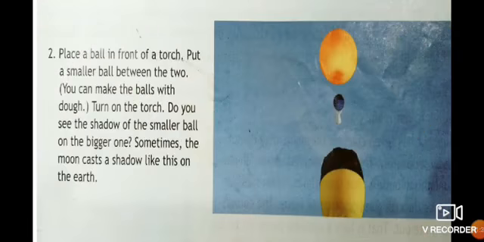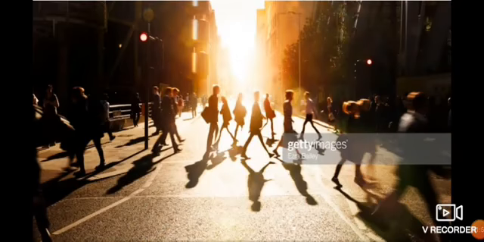Next activity: place a ball in front of a torch. Put a smaller ball between the two. Turn on the torch. Do you see the shadow of the smaller ball on the bigger one? Yes. Sometimes the moon casts a shadow like this on the earth. You can see the shadows of people, a pole, and many things in this picture.